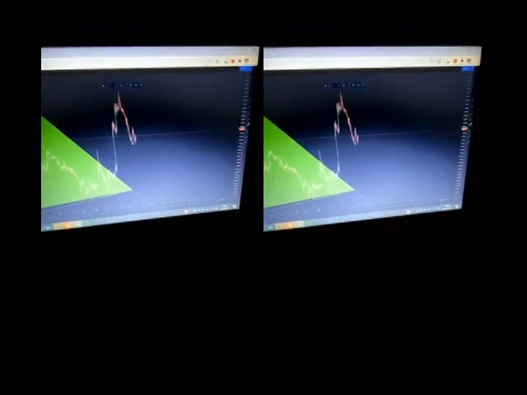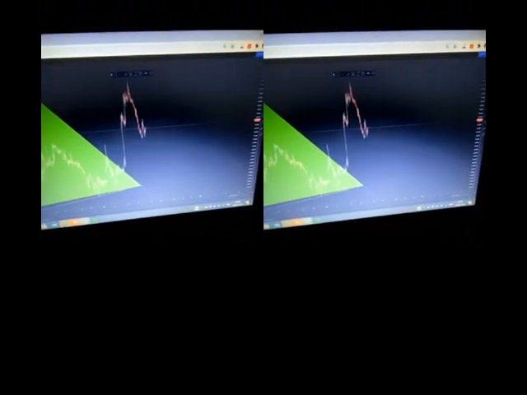So let's check again on which one we can take. Let's try GBP JPY. Okay, let's try GBP JPY. GBP JPY on the weekly time frame.